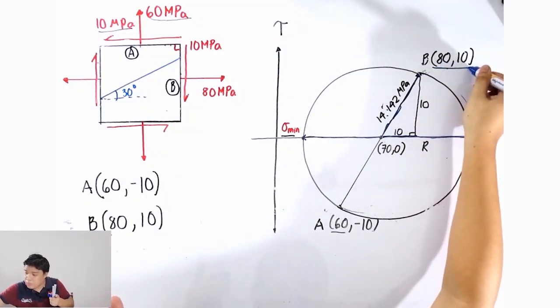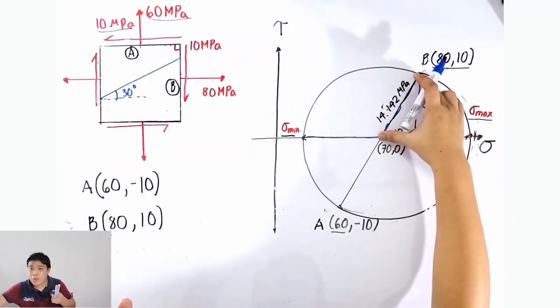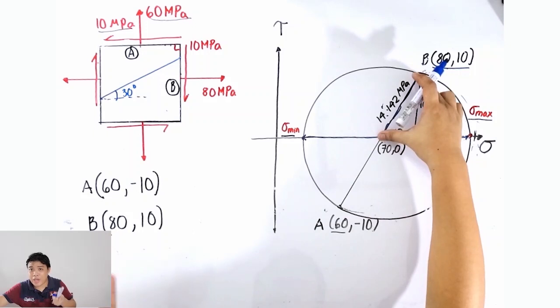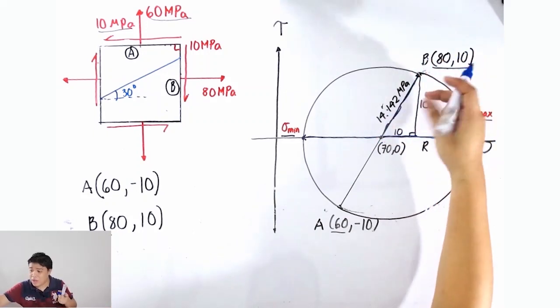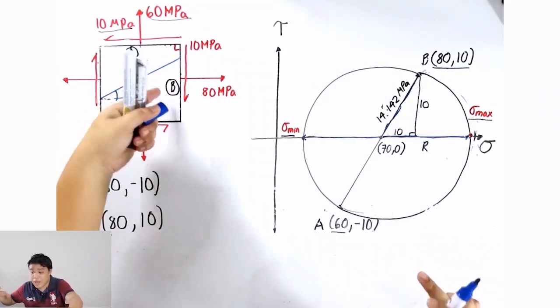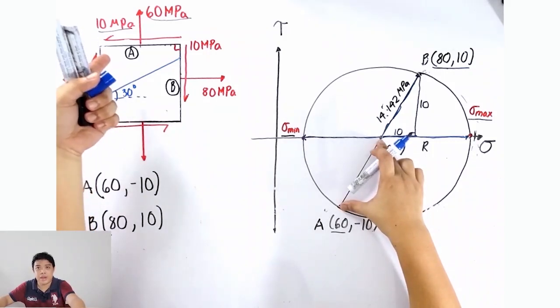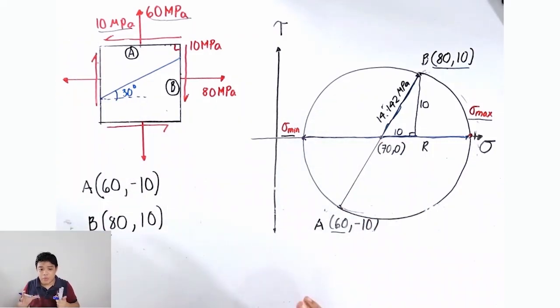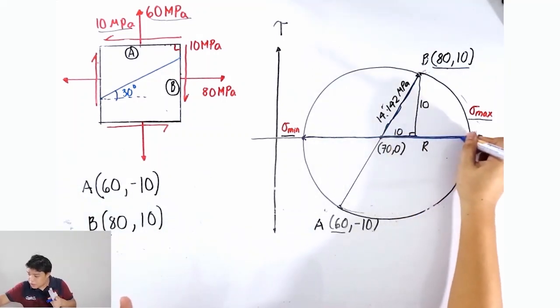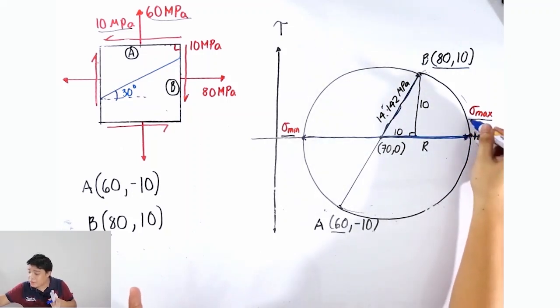If the radius is pointing to a certain coordinate, for example, 80, 10, this radius will represent a plane in which the stress is 80 and positive 10. So by obvious reason, this radius is representing plane letter B. And this radius is representing plane A. If you want to know where's the plane that contains the major principal stress, look at this radius. This radius is pointing to the coordinate with the highest value of sigma.